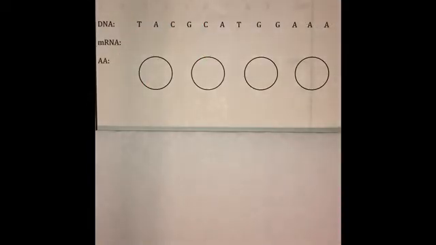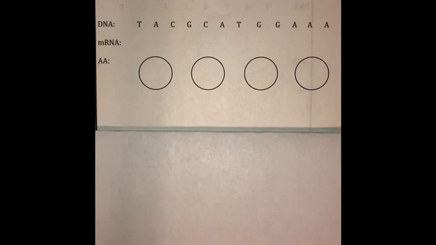Let's start with a basic definition of mutation. A mutation is going to be a heritable change in genetic information. That means that it can be inherited or passed from one generation to the next. So this would be a change that occurred in the DNA that can then be passed on to the offspring.